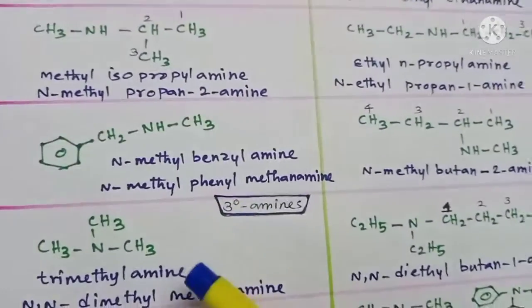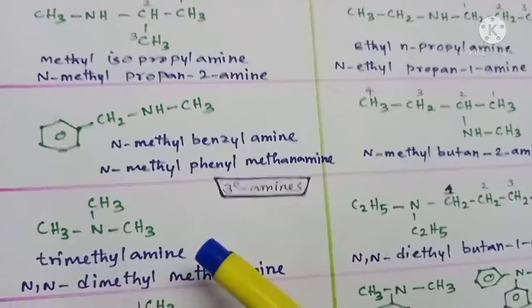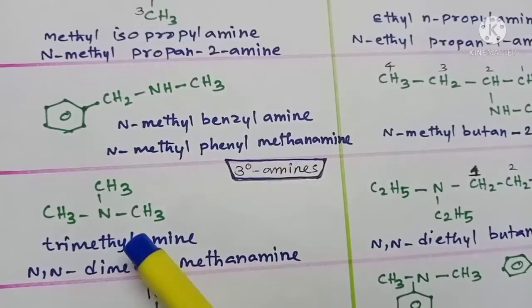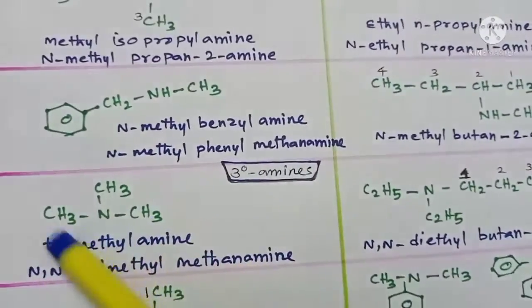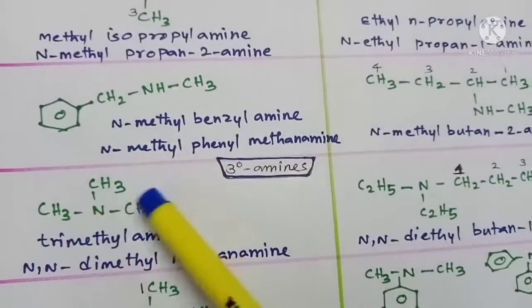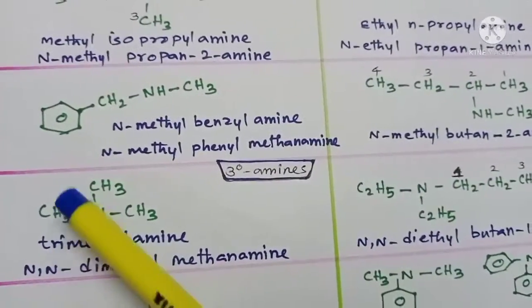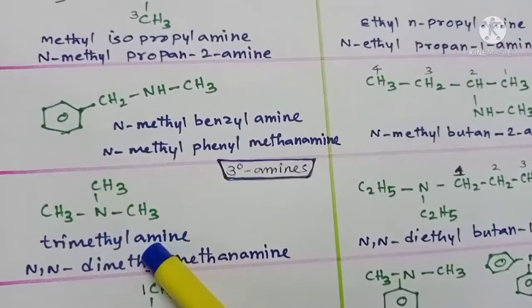Okay, right. Now we are going for the nomenclature of tertiary amines, which have the general molecular formula R3N. The simplest tertiary amine has 3 methyl groups attached to nitrogen. In the common system it is called trimethylamine.